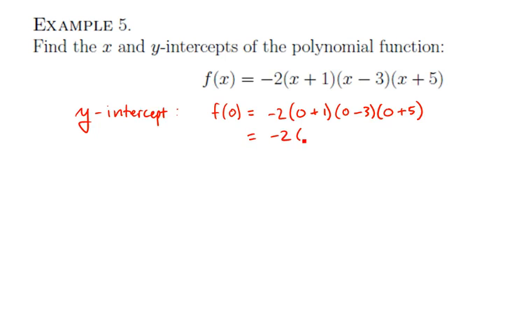And we simplify 0 plus 1, 0 minus 3, and 0 plus 5. Then we multiply all that out. So minus 2 times 1 is negative 2 times negative 3 makes positive 6 times 5 makes positive 30. So the coordinates then of the y-intercept are x equals 0, which is what we plugged in, and the y value is 30, which is what we found by evaluating.